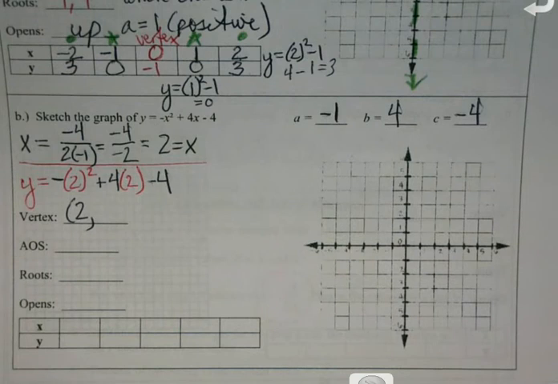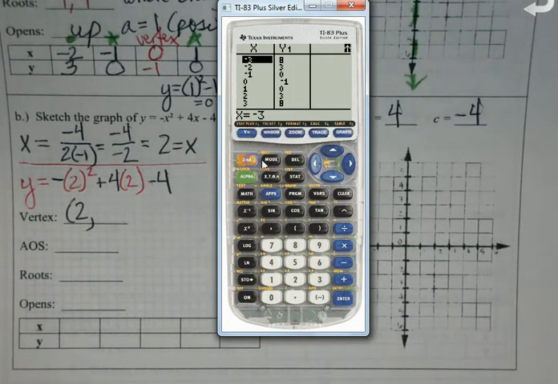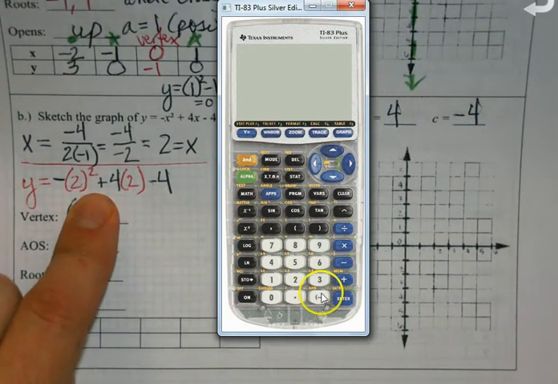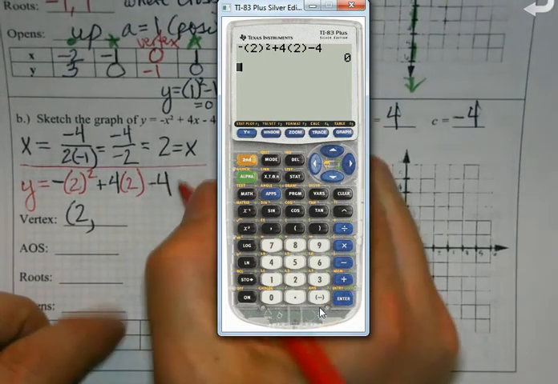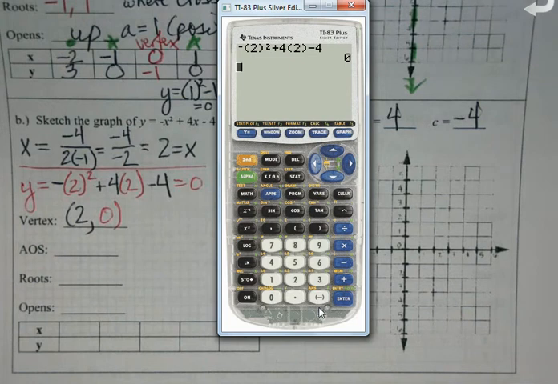So let's let the calculator help us a little bit here. I'm just going to type this in. So -2 squared plus 4 times 2 minus 4. Zippo. All right. So I've got my vertex.